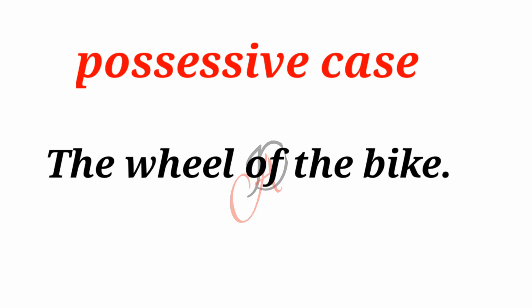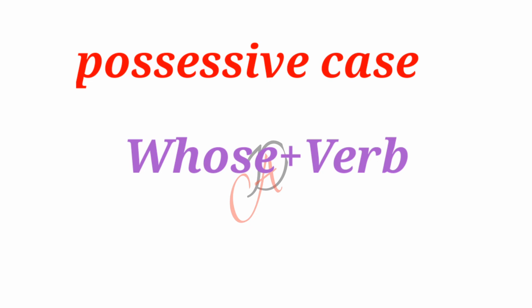Let's take another example, the wheel of the bike. Here, in this given sentence, bike and wheel are both nouns, but we are not using any apostrophe s because apostrophe s is used only for living things, and for non-living things in possessive case we use of. And to find out the possessive case in a sentence, we use whose plus verb. Let's understand with an example. Rahul's house is very big. Whose house is very big? Rahul's. So to find out the possessive case in a sentence, we use whose plus verb.